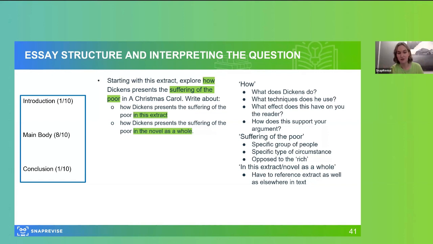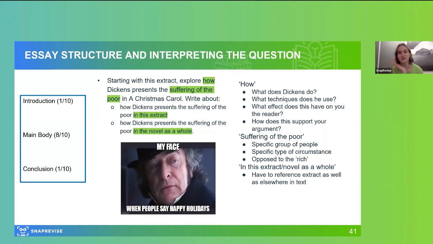So for this example, this is a question all to do with A Christmas Carol. It's starting with this extract: explore how Dickens presents the suffering of the poor in A Christmas Carol. Write about how Dickens presents the suffering of the poor in this extract, and how Dickens presents the suffering of the poor in the novel as a whole. So I have highlighted the words that are really significant for this question.